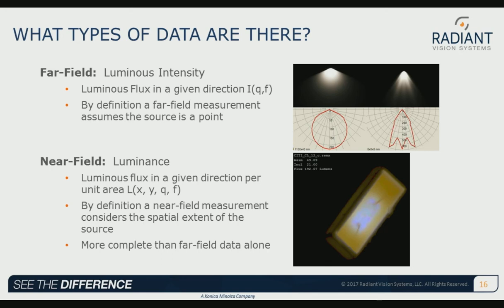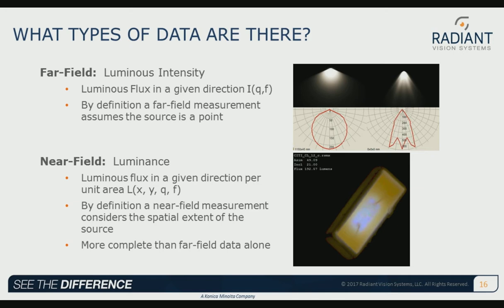So we've mentioned the terms far field and near field, but let's elaborate a little bit more on what those terms really mean. A far field distribution means luminous intensity as a function of output direction. In other words, the luminous flux per unit solid angle in angular space. A far field measurement assumes that you are far enough away from the source that it can be approximated as a point source. So again, all light is coming from a point in space and goes outward in various directions.